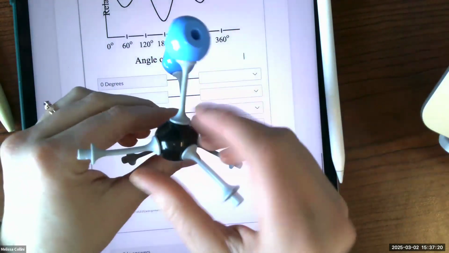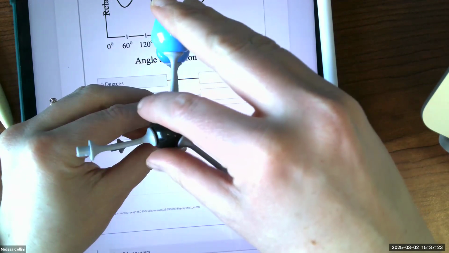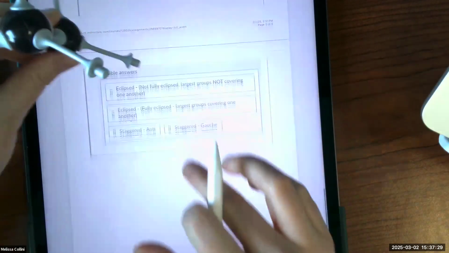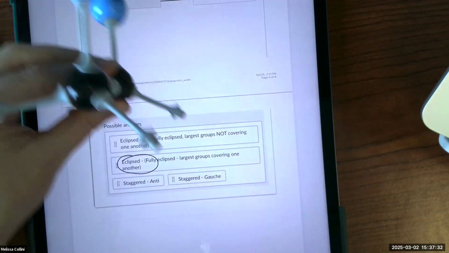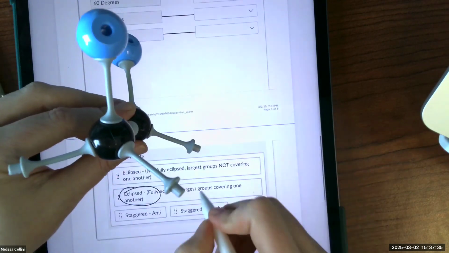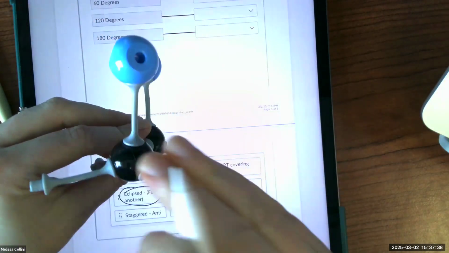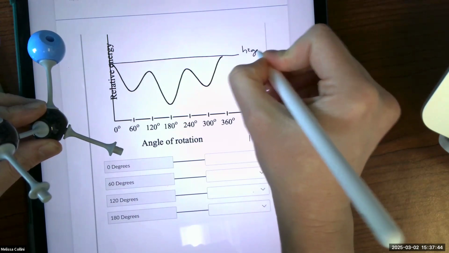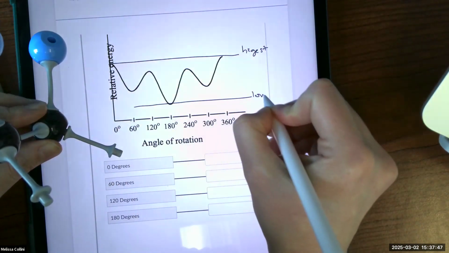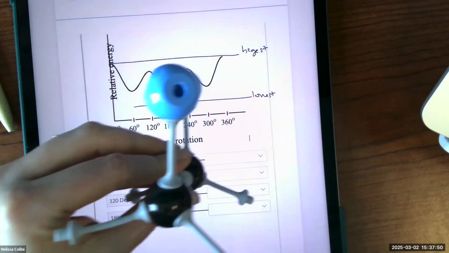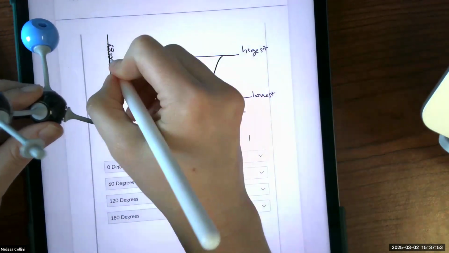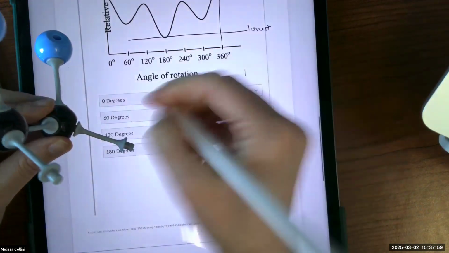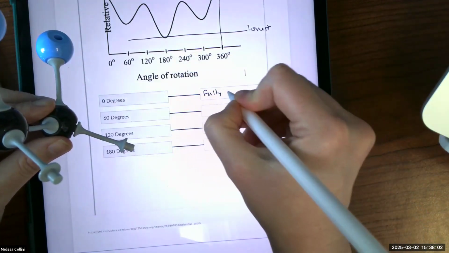When we have our two groups eclipsed like this, eclipsed means covering up one another. So this position that I have drawn right here is the fully eclipsed position, and our two largest groups are covering one another. That is the highest energy. Whenever I come across one of these, I always try to find the highest energy point and the lowest energy point, because I automatically know the highest energy is going to be the two largest groups covering one another. That is at position 0 and 360. That 0 and 360 is fully eclipsed.